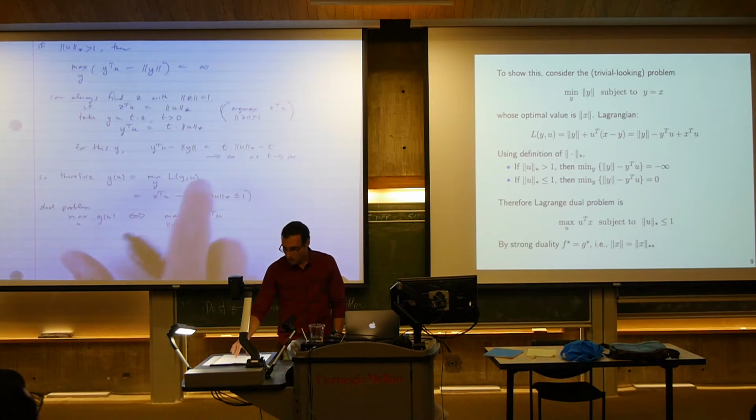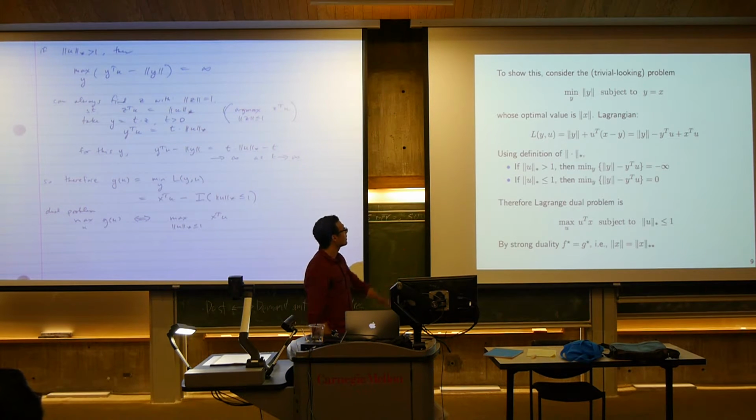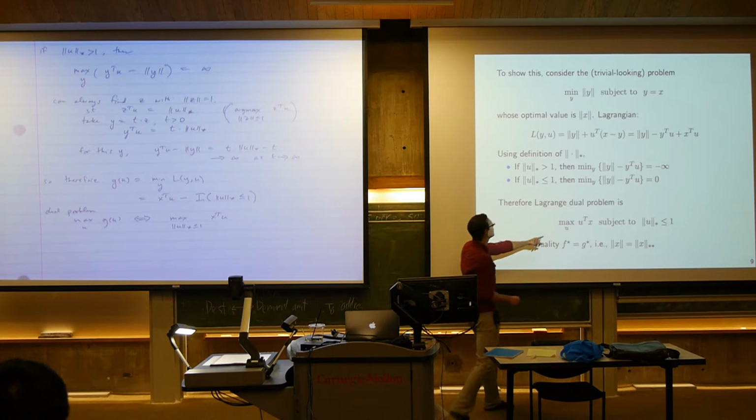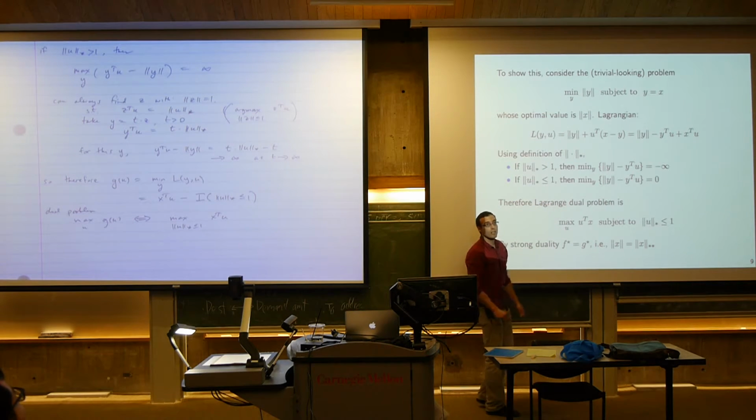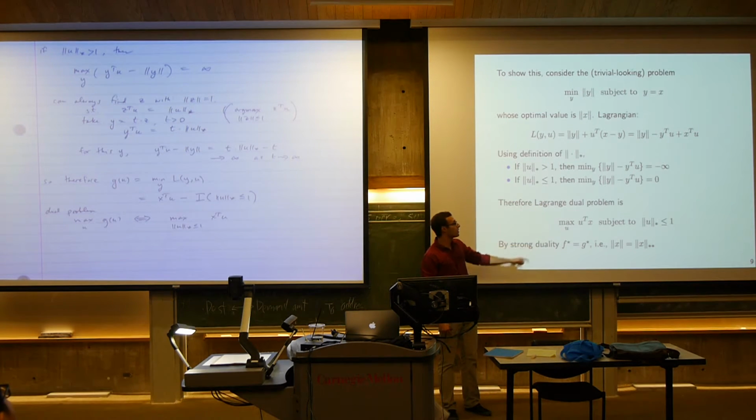What we know about the primal is that it's convex, because norms are convex, and it's strictly feasible because we actually have no inequalities. Strictly feasible means we can find a point that satisfies all of the equalities and satisfies the inequalities strictly, but there are no inequalities, so that's fine. So Slater's condition tells us that these two things have the same criterion values. F star is equal to G star.